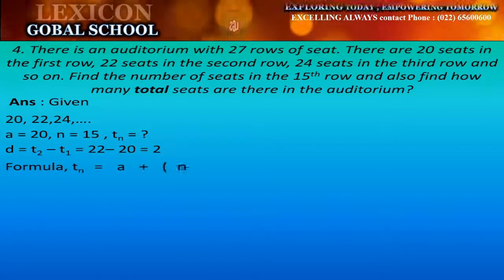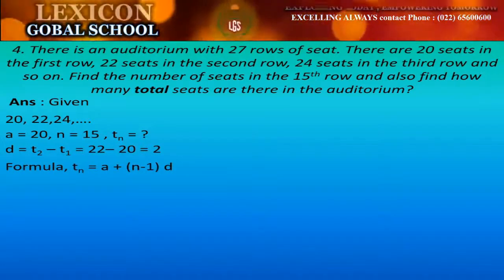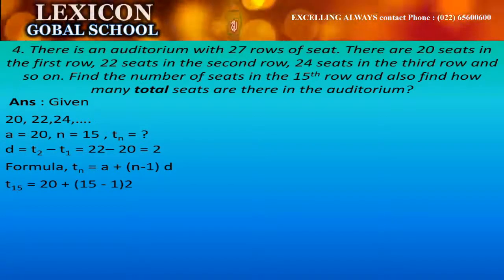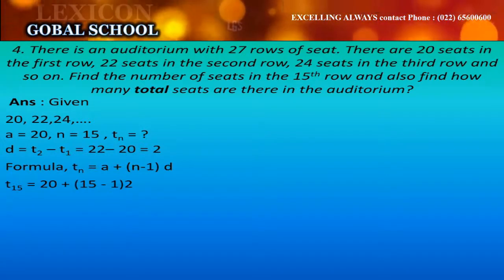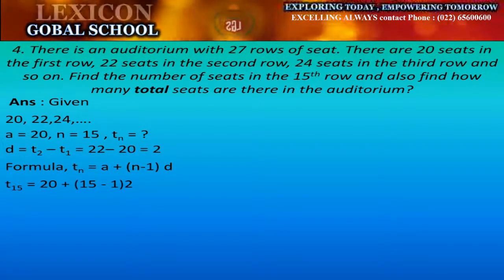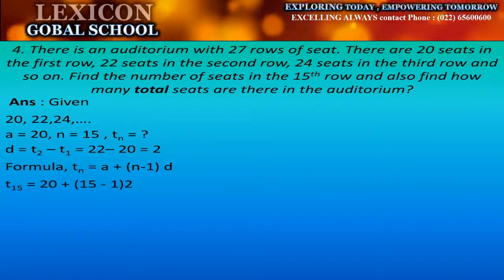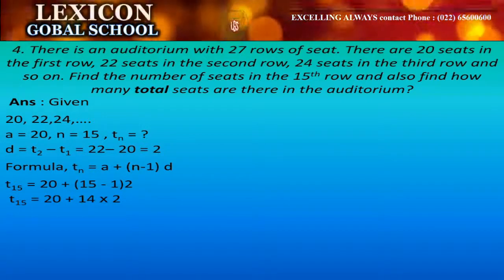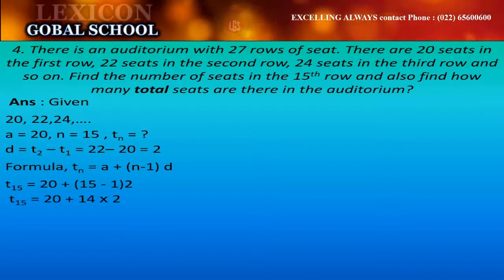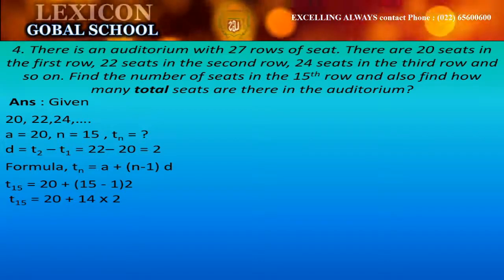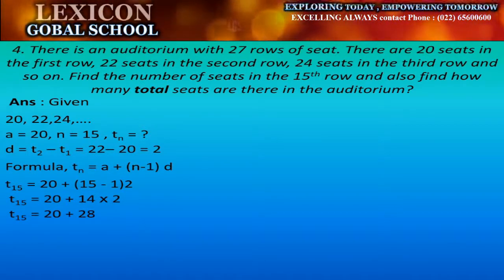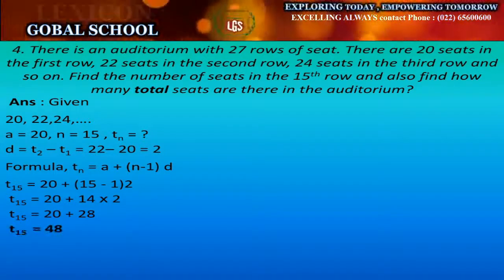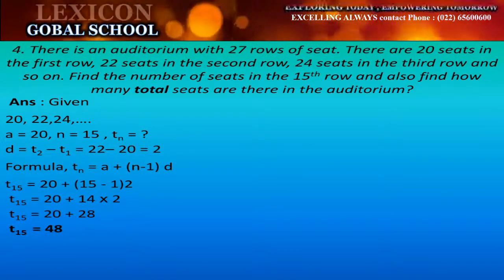Let us substitute this in the formula of Tn since we have to find out T15. Therefore, T15 is equal to A, which means 20, plus 15 minus 1 into D, that is 2. So T15 is equal to, carry on the brackets first, 20 plus 14 into 2. Carry on the multiplication. T15 is equal to 20 plus 28. T15 is equal to 48. So your first part of the answer is done.